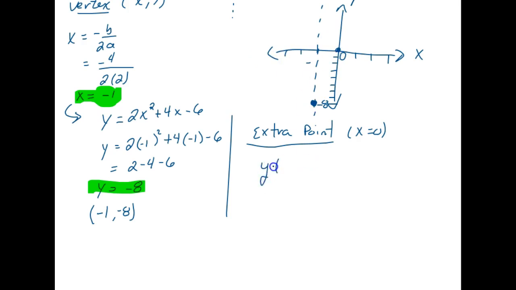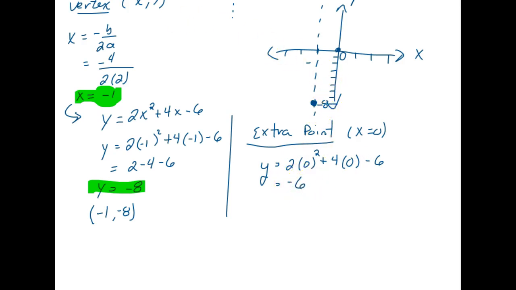So let's take our original equation, and we're going to put 0 in everywhere we have an x. The nice thing about using 0 is that these values all cancel out. 0 squared is 0, times 2 is 0. 4 times 0 is 0. We're left with just -6.